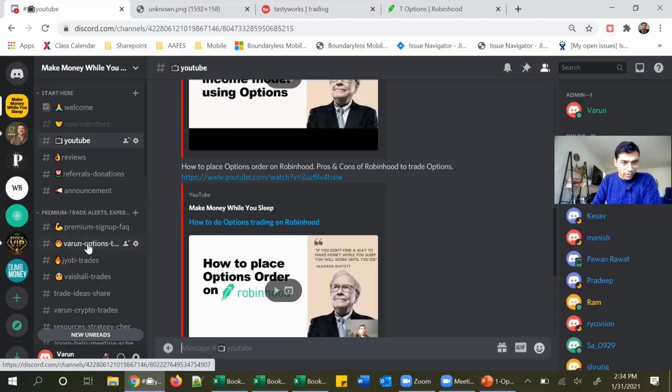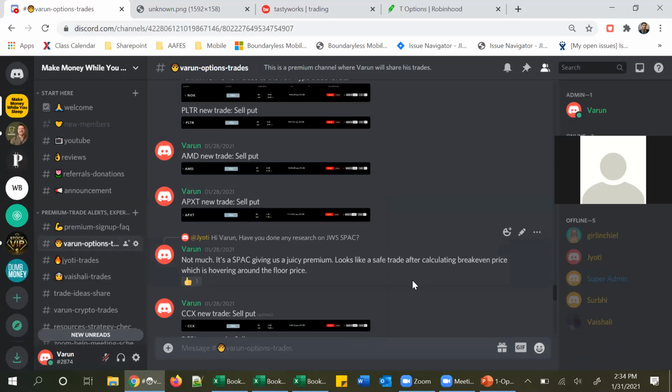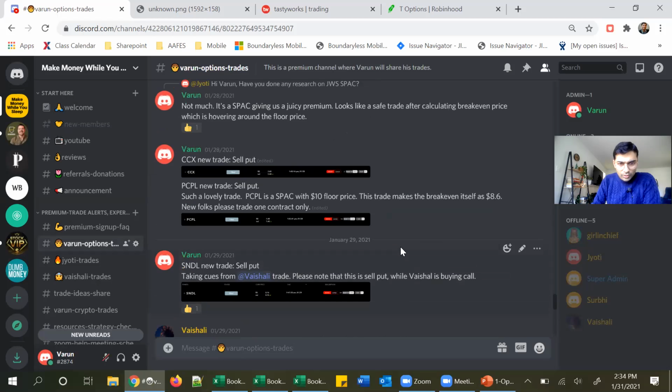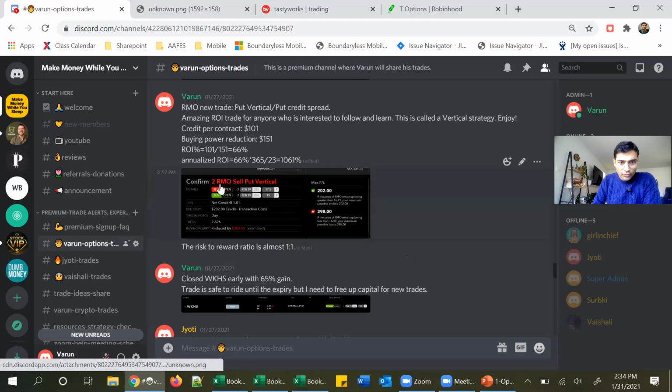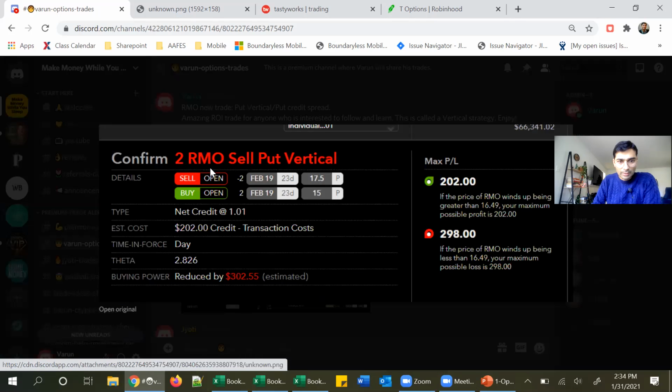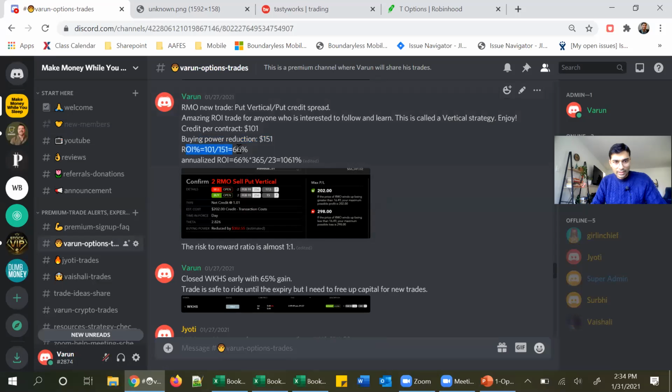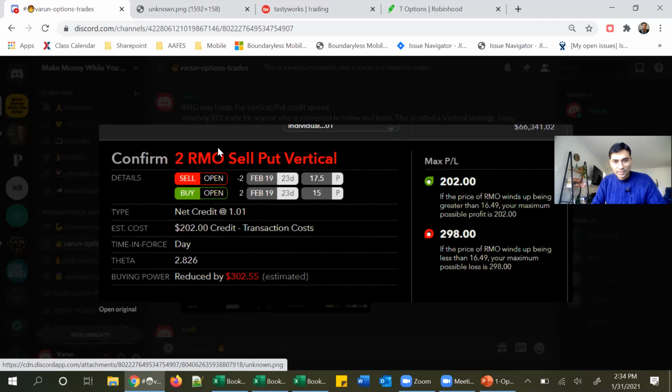So there were a few more examples. Let me see if there were any other problem. So we place all these trades as sell put. This was a beautiful trade. I shared a few more insights on this. Credit per contract, buying power reduction is just $151. I shared the ROI percent and annualized ROI. Sorry, this is a different trade. This is a vertical trade, also a sell put vertical trade. I'll try to cover this in another example. Let's not pick this one up.